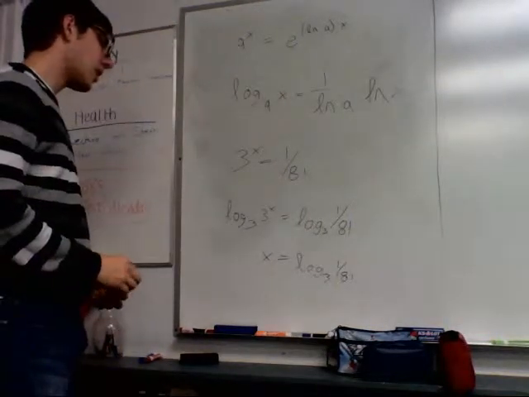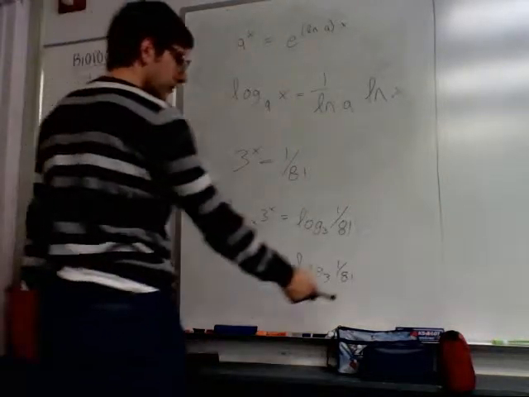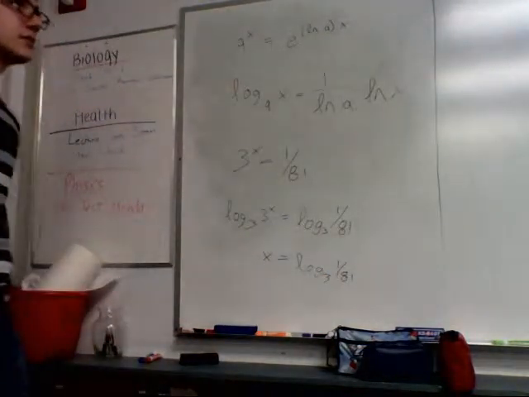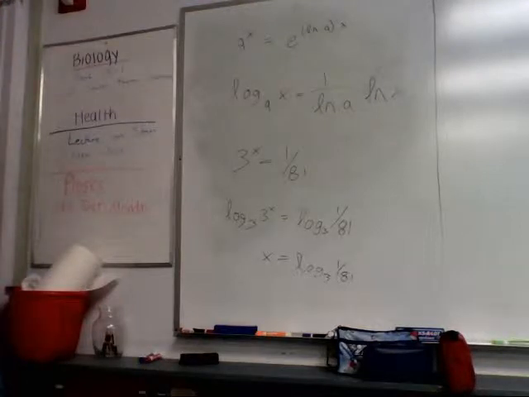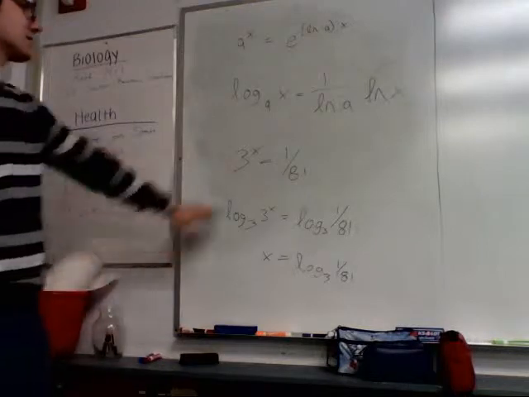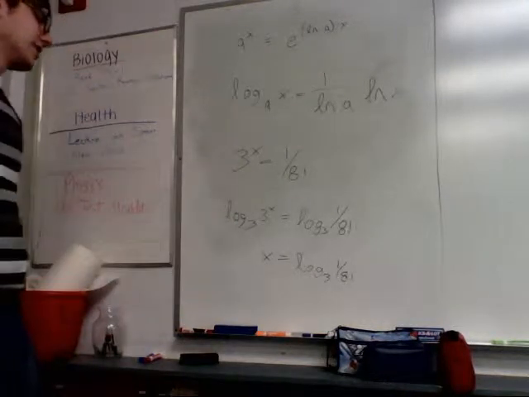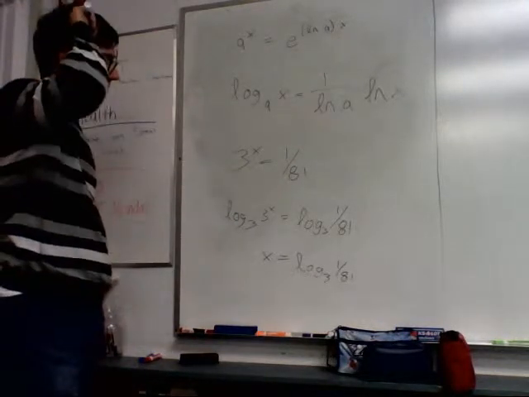Okay, we have 1 over 81. What is 3 to the power of x is equal to 1 over 81. That's obviously what this is, right? That's the way I think about it when I'm solving a logarithm.